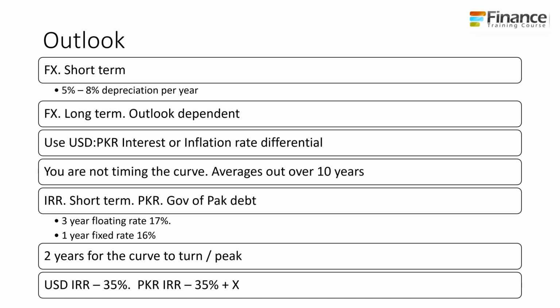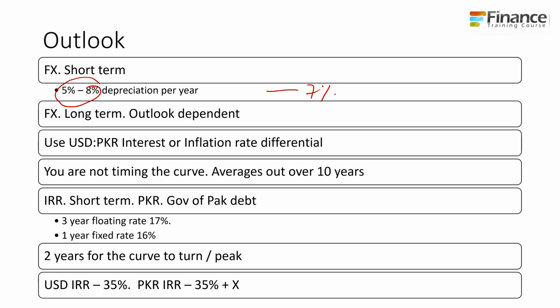FX short-term depreciation, about 5 to 8% per year. If you take the average of the last 19 to 20 years, I think it's between 6 to 7%. If you ignore the last 2 or 3 years, it'll be about 5%. If you add the last 2 or 3 years, if you don't discount them as outliers, I think the average currency depreciation in the Pakistani exchange rate with respect to USD, the USD PKR rate, is about 7% year on year. So that's one.